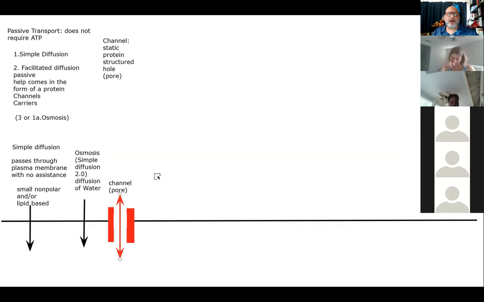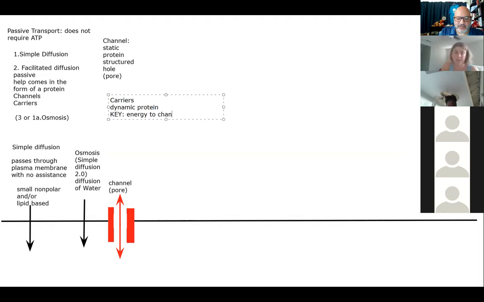But the other problem we have is there are sometimes larger molecules we need to let in, and glucose is a great example. For those, we have carriers. Carriers are dynamic proteins, meaning, of course, that they change shape. However, the key to them is that the energy to change shape comes from the molecule passing through.